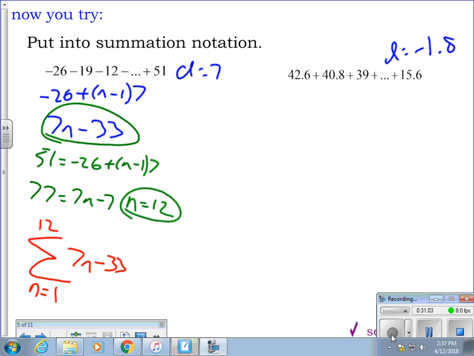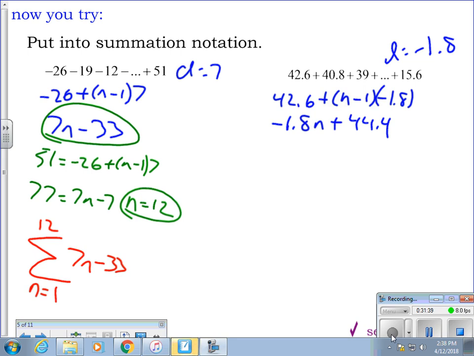Same process on this one. 42.6 plus n minus 1 times negative 1.8. So I get negative 1.8n plus 42.6 plus 1.8, 44.4. And that's our formula we're looking for.